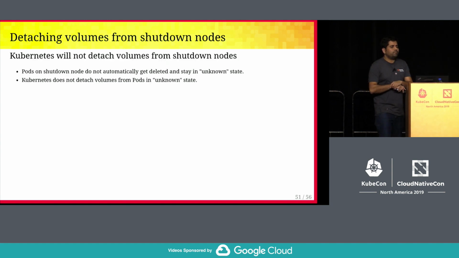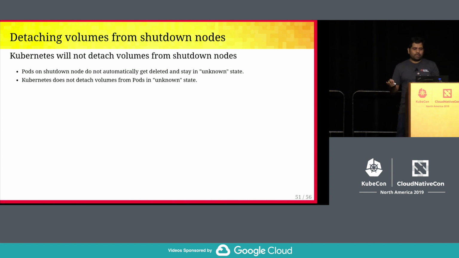The reason for this is that the pods on shutdown nodes typically do not get deleted. They stay in unknown state because Kubelet is not there, so it's not able to signal whether the pod is still running or not. So it's an unsafe state, and Kubernetes does not detach volumes from pods in such a state, and that's the reason we are not quite able to recover volumes from such nodes.